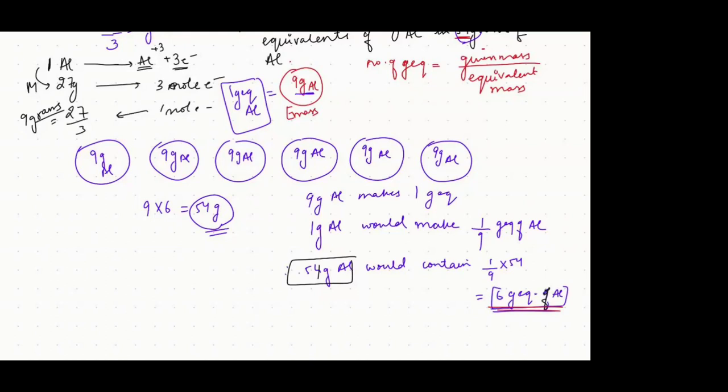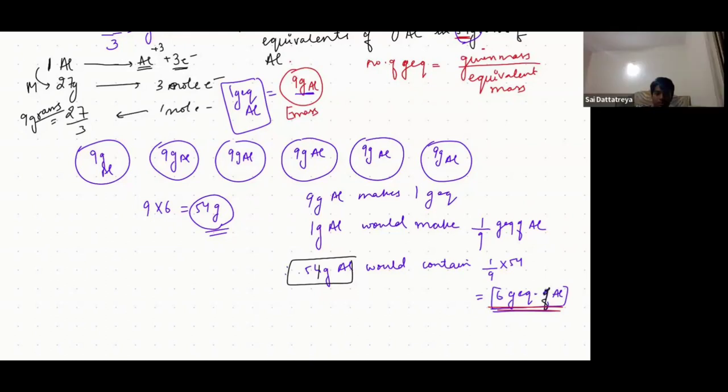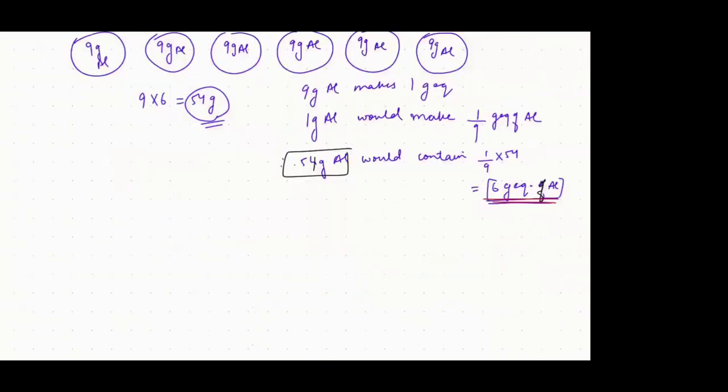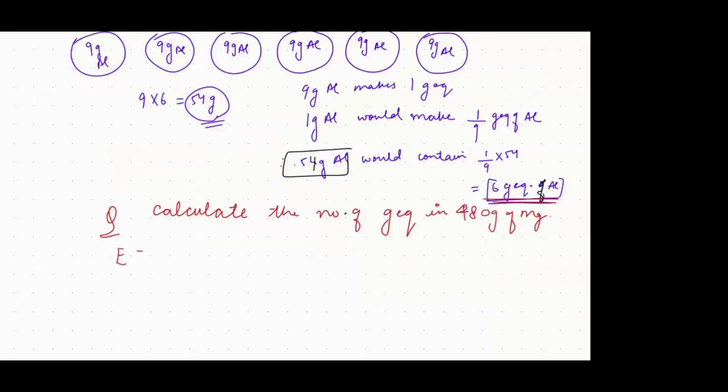Now let's suppose I give you magnesium: calculate the number of gram equivalents in 480 grams of magnesium. Do you remember that the equivalent mass of magnesium was how much? 12 grams. Because what is equivalent mass? That mass which can release or gain 1 mole of electrons.